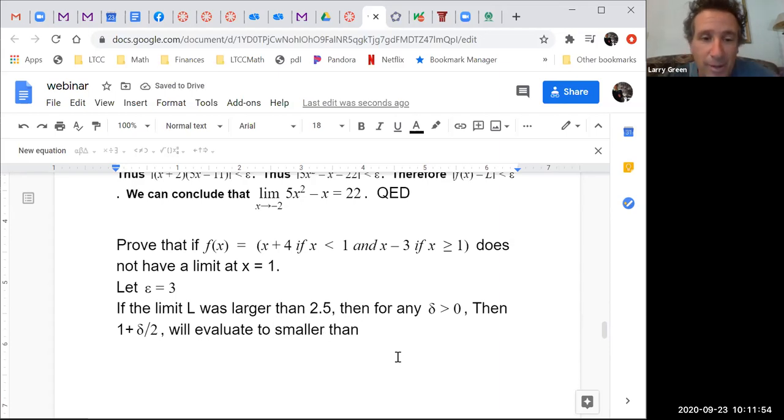Smaller than what number? Smaller than -1, because if you take 1 plus a small number and subtract 3, you get a number smaller than -1. Do you all agree? Any questions on that? There we go.